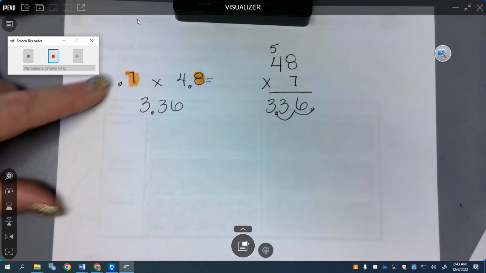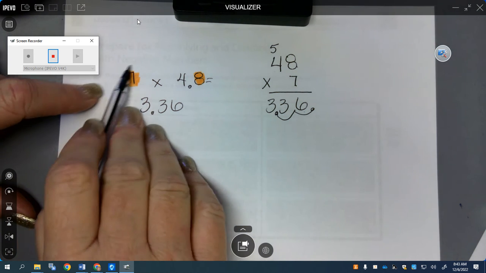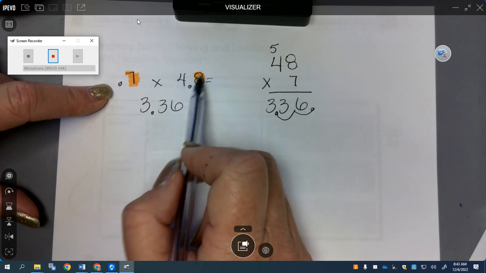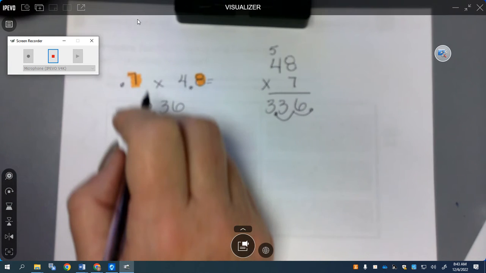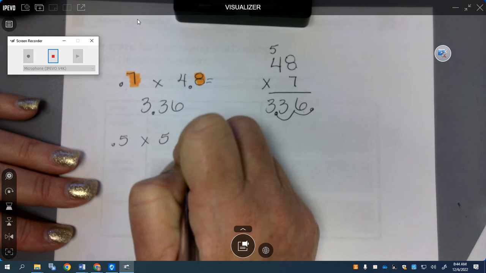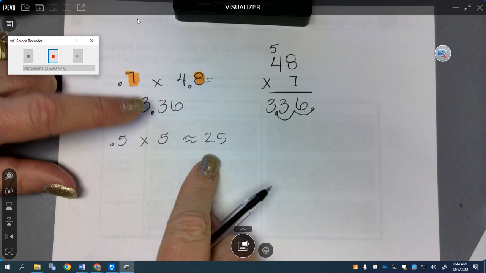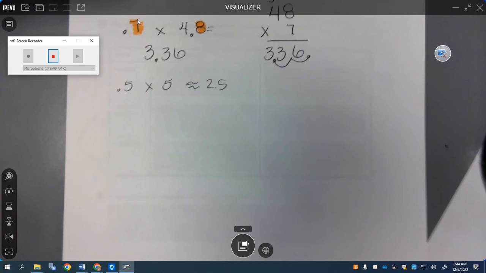Now I can double check that, right? This number is less than 1. Isn't it less than 1? This number is about 5. So if I rounded this to the nearest half, this would be half times 5. Half of 5 is about 2.5. So this is fairly close. So I know I probably did that in the correct manner. Okay? All right, multiplying fractions.